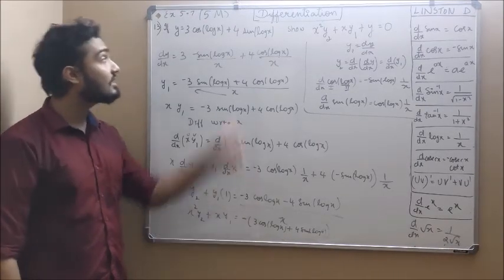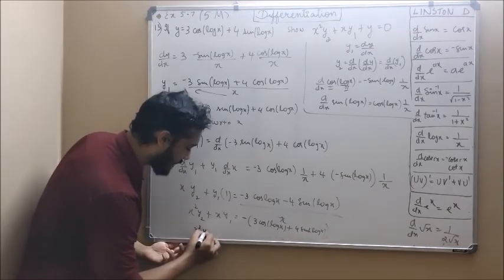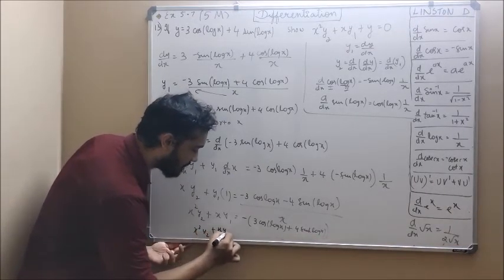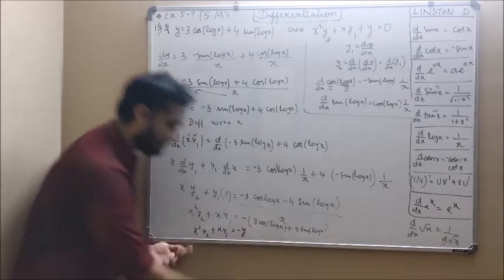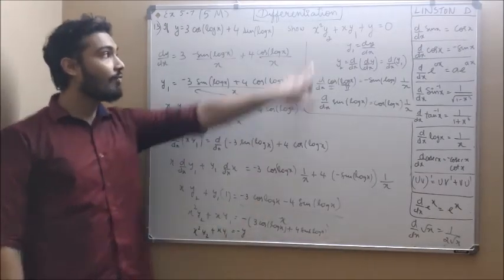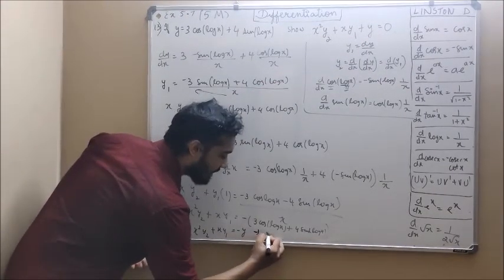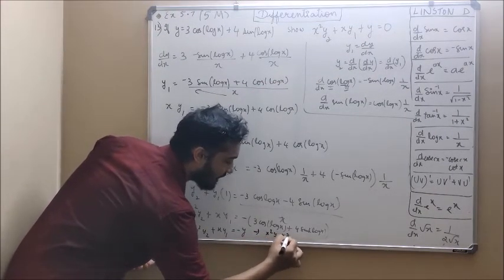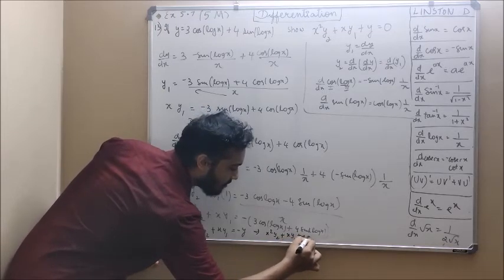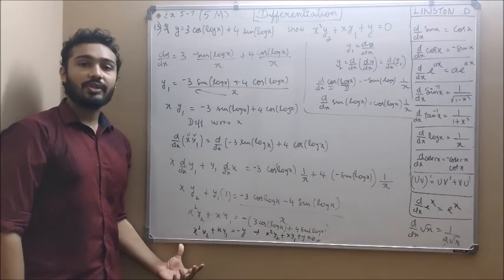Now what is this? This is nothing but y, right? So this is x square y2 plus xy1 equal to minus y. We want this, so take this y to the other side, which implies x square y2 plus xy1 plus y equal to 0. So this is the answer. Pause the video and take note.